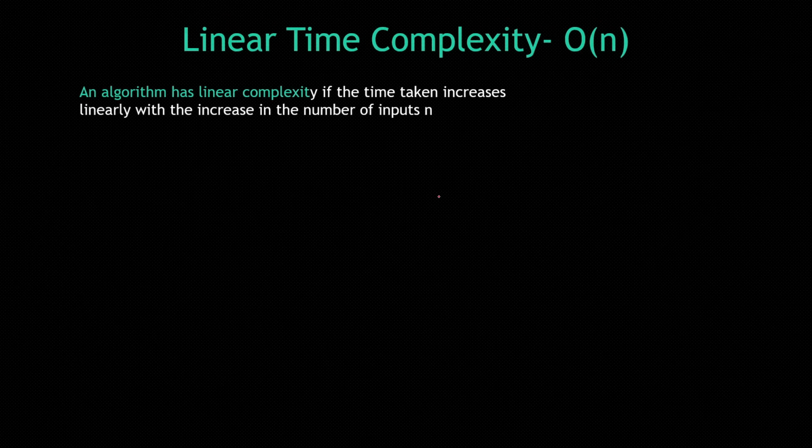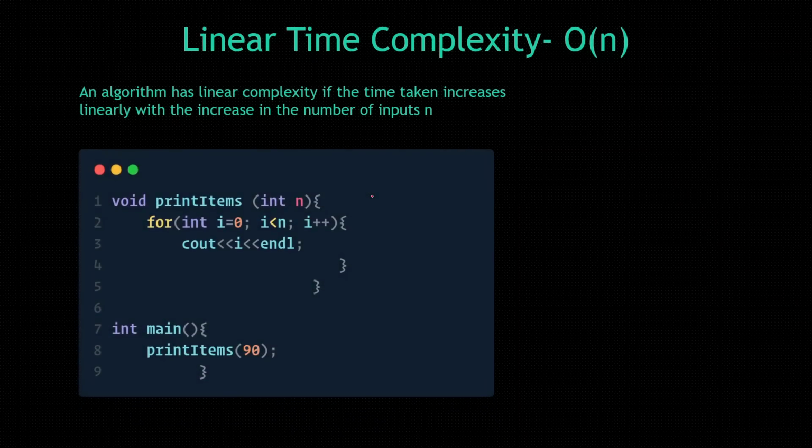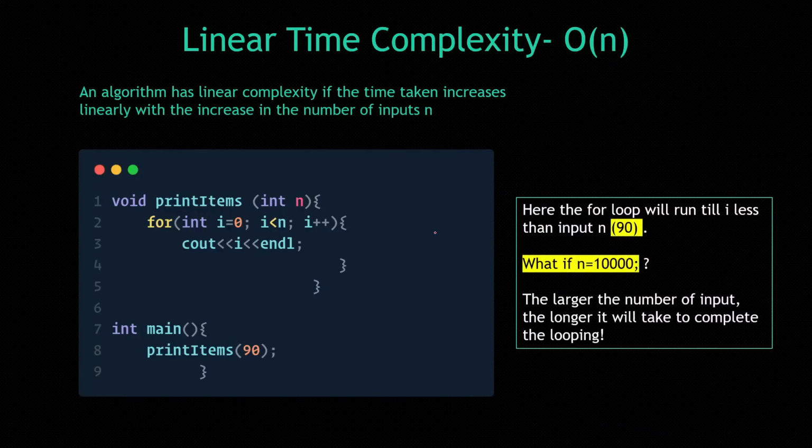Linear time complexity O(n). An algorithm has linear complexity if the time taken increases linearly with the increase in the number of inputs n. Here's an example of linear time complexity O(n). This program will print the numbers 0 to 89. Here the for loop will run till i is less than 90. That means this program will print numbers 0 to 89: 0, 1, 2, 3, 4.